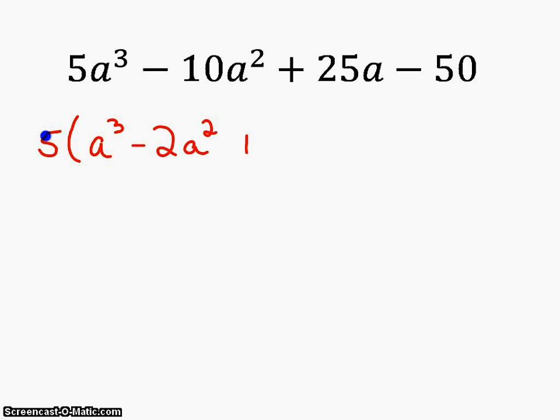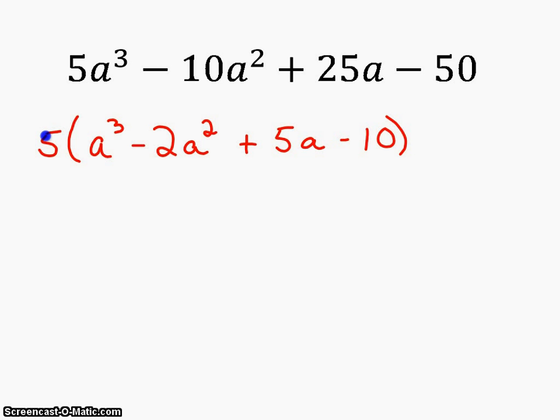So factoring out a 5 from this entire polynomial, we would then be left with a cubed minus 2a squared plus 5a minus 10. Now, factor by grouping is usually done when your polynomial contains 4 terms. So if you notice, the polynomial in the parentheses contains 4 terms.